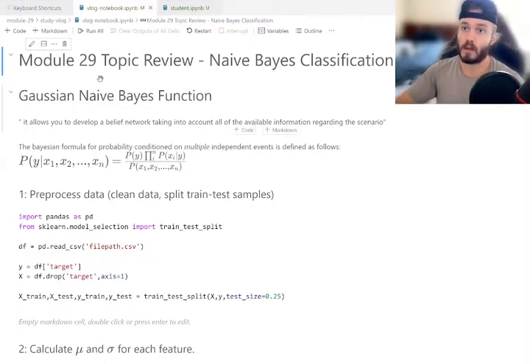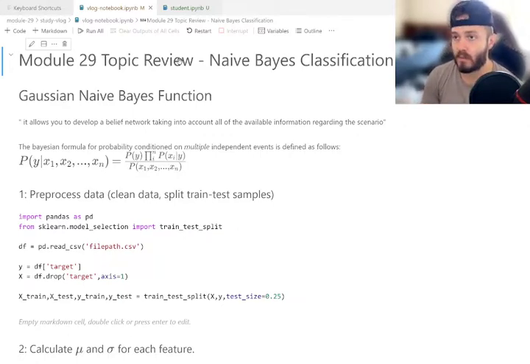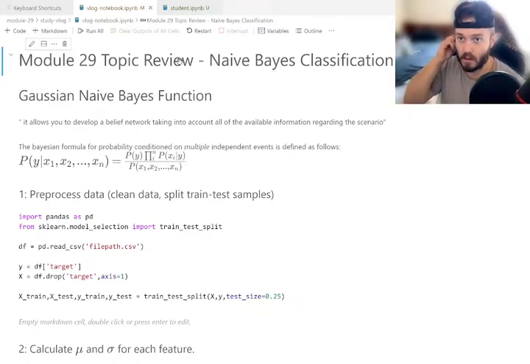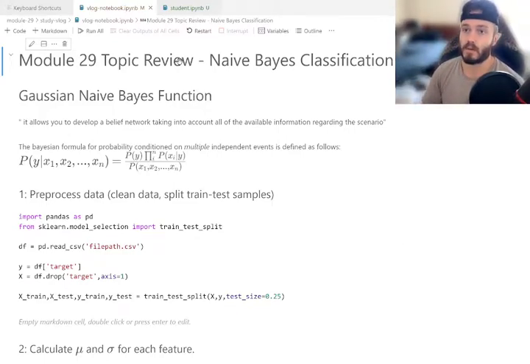All right, so module 29, topic review, naive Bayes classification. We're continuing with the theme over the last several modules. Most of phase 3 has basically been, at first, broad strokes of the calculus and algebra behind how all these models fit to various data points. And then this last half of the module has been an assortment of particular types of classification algorithms.